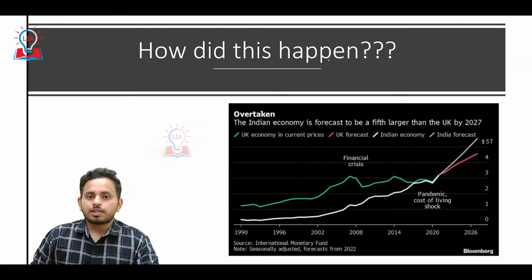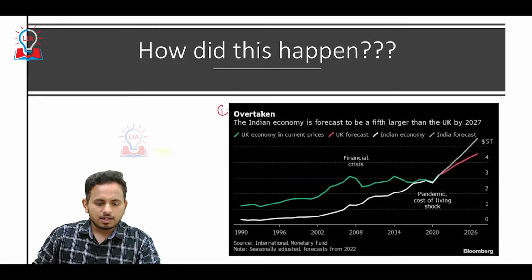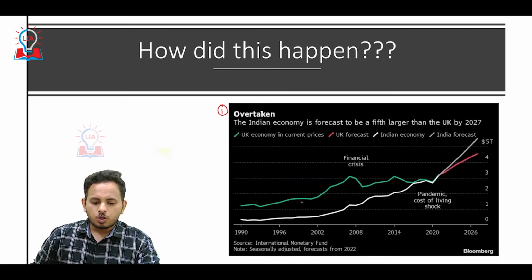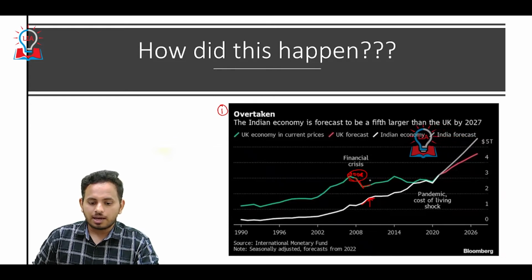Now we'll see two or three reasons how and why this happened. The first reason is the post-pandemic demand in the domestic market. You can see here from 1990, in the graph, the 2008 global financial crisis. The UK's economy saw a very huge dip, whereas the Indian economy did not experience that particular dip. So this was the first thrust given to the Indian economy against the UK.